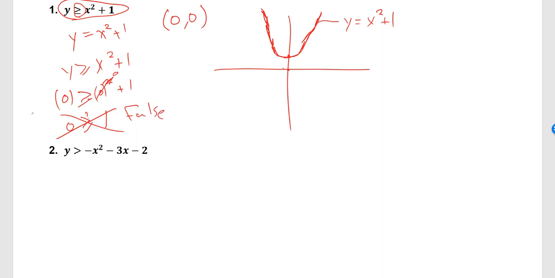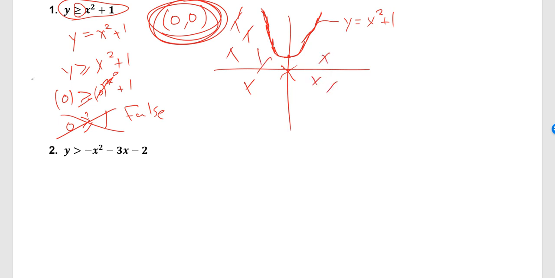If this is a false statement, that means the point that I chose is not part of the solution. And therefore, the whole region around the point that I chose is not part of the solution. These are x's, by the way. This is not shading. I'm just saying to ignore this region. So the outside of the parabola is not part of the solution.